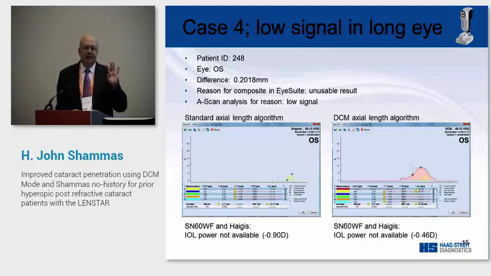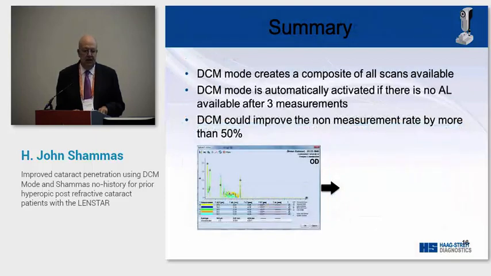The fourth place where I find it very important is a low signal in a long eye. The most frustrating patients are those who have very long eyes and develop posterior subcapsular changes, and it becomes very, very difficult to find the retinal spike and do a correct measurement. But with the DCM, it makes it a little bit easier to find and to calculate.